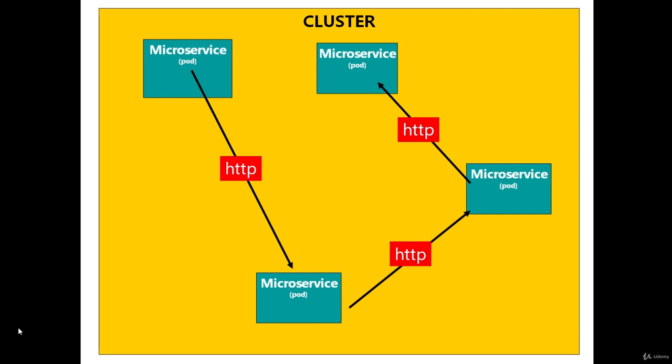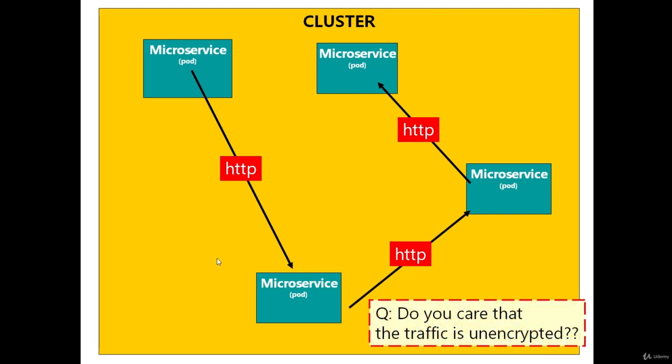So going back to my picture, we've got a cluster here managed by Kubernetes. We've deployed many pods to it. And at the moment, by default, we're just using simple HTTP for communications between the pods. Now, my question for you is, do you care that the traffic between your pods is unencrypted?